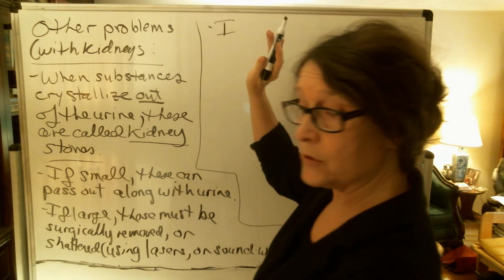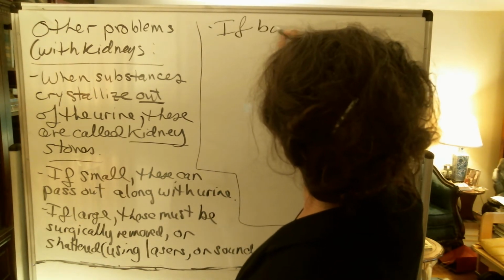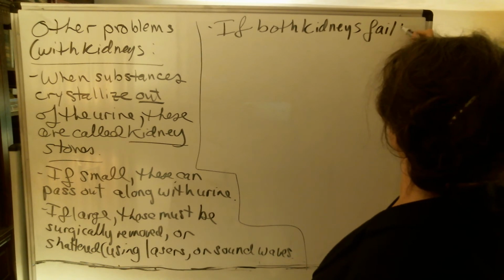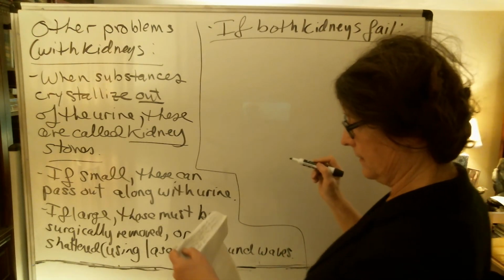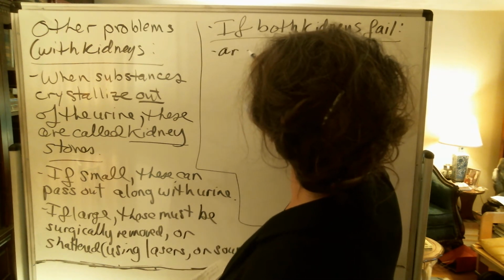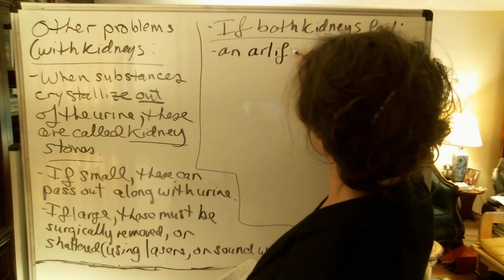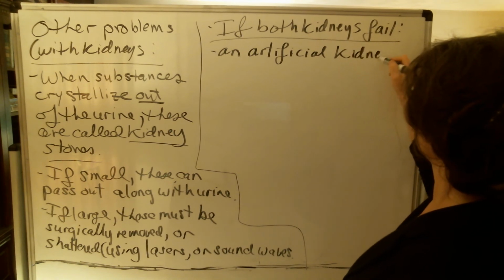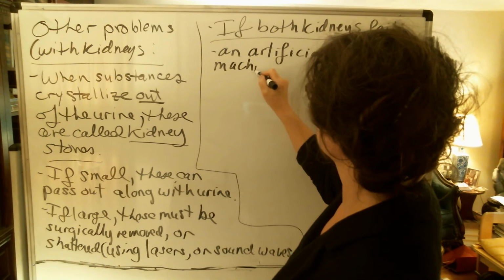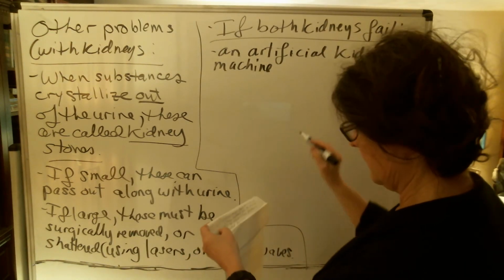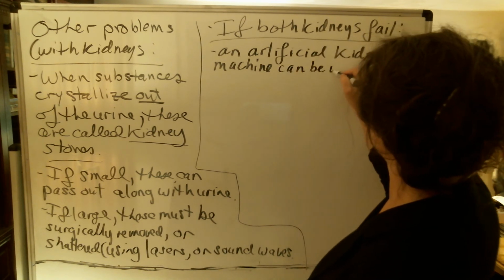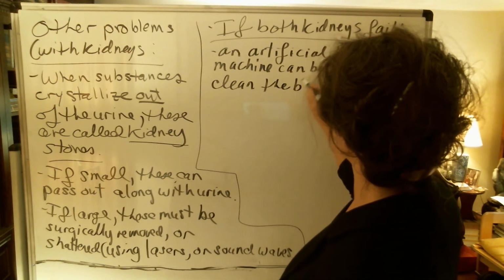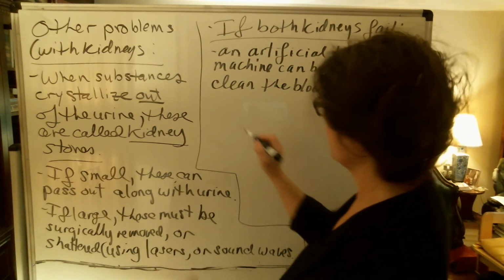Now, a different sort of a problem is if both kidneys fail, an artificial kidney machine can be used to clean the blood.